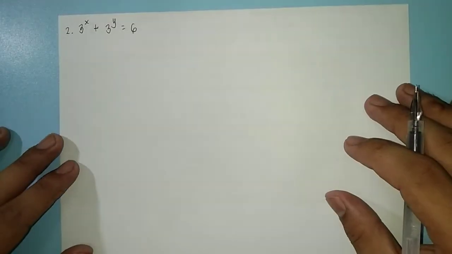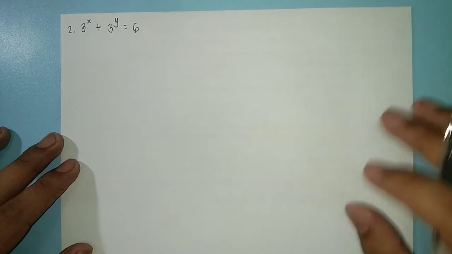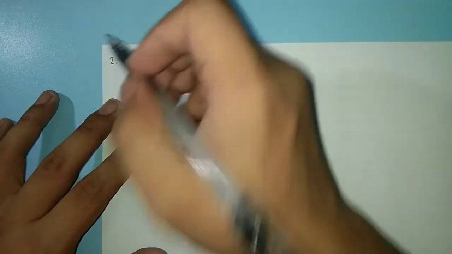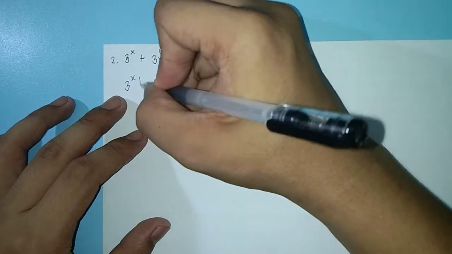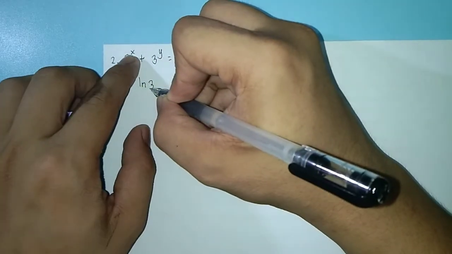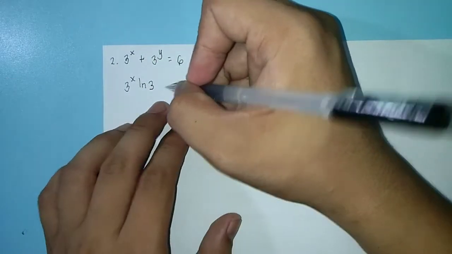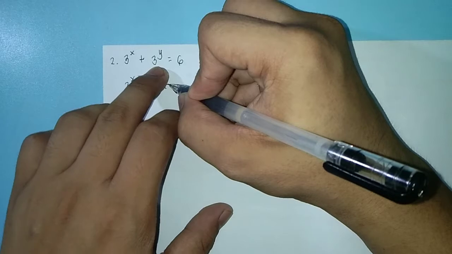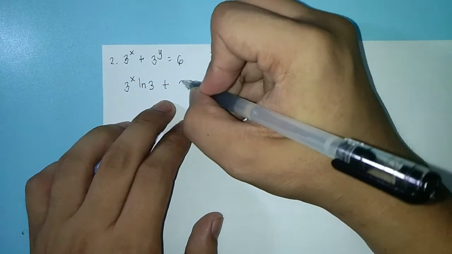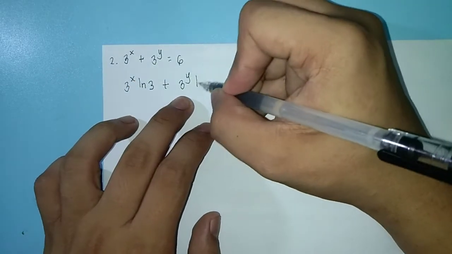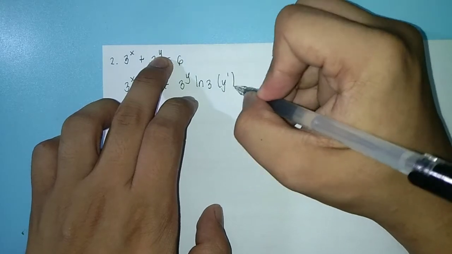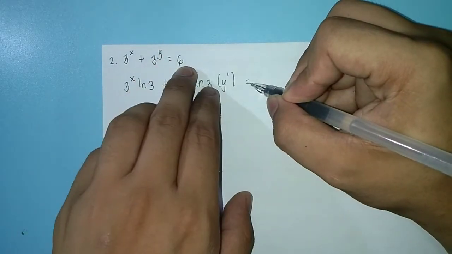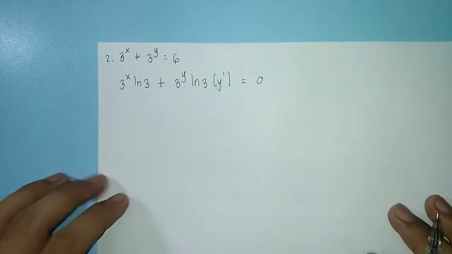For number 2, let's find the derivative of 3 raised to x plus 3 raised to y equals 6. So dito, yung derivative ng 3 raised to x, that is 3 raised to x ln 3, then derivative ng x, that is 1. So hindi ko na isusulat. Plus, derivative ng 3 raised to y, that is 3 raised to y ln 3, derivative ng y, that is y prime, equals derivative ng 6, that is 0, constant.